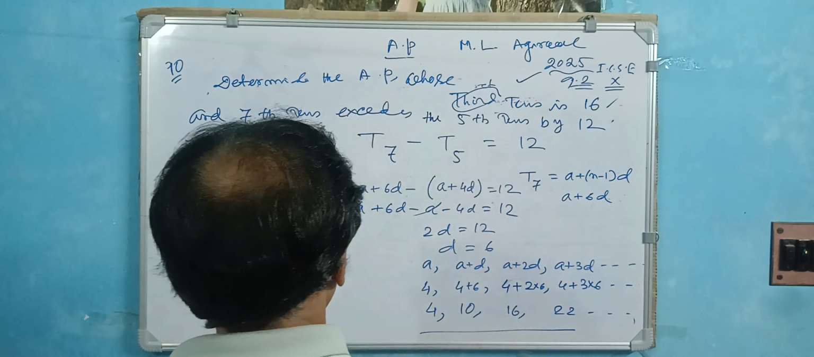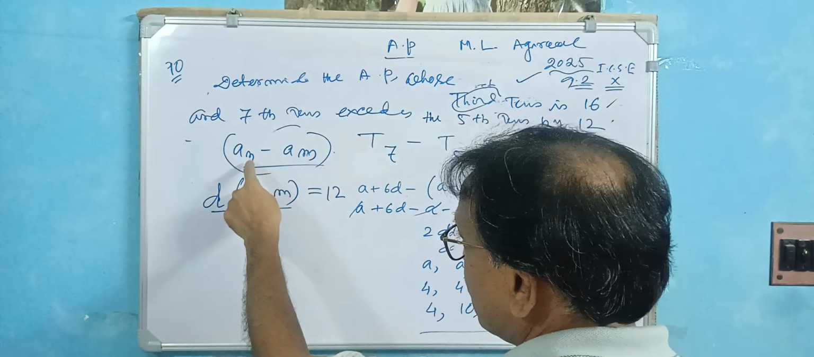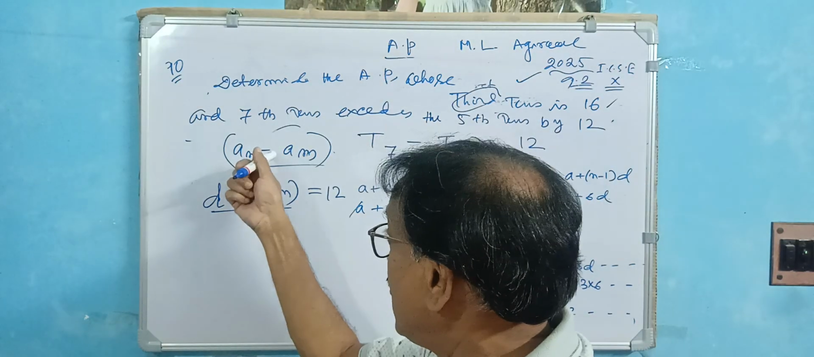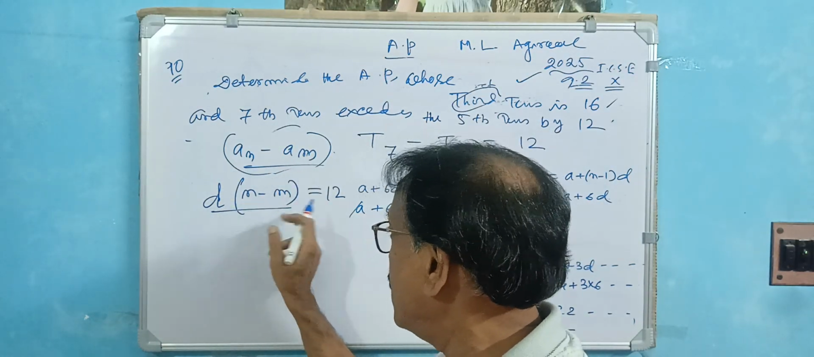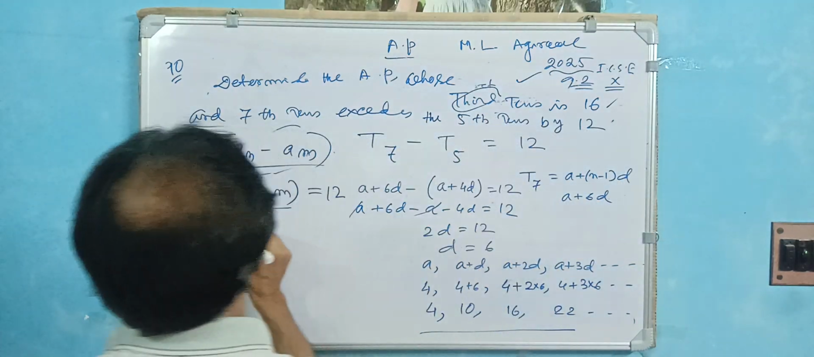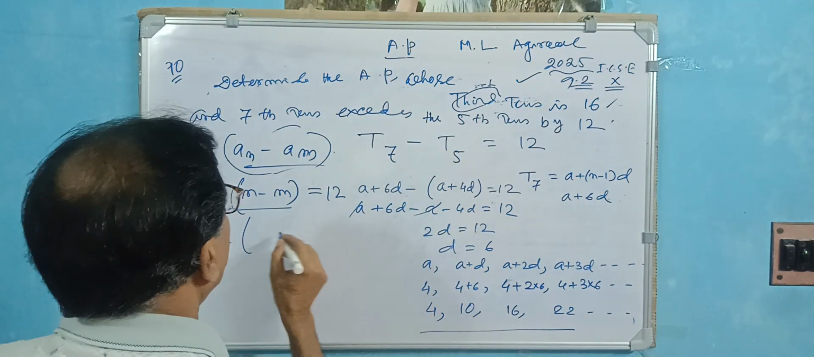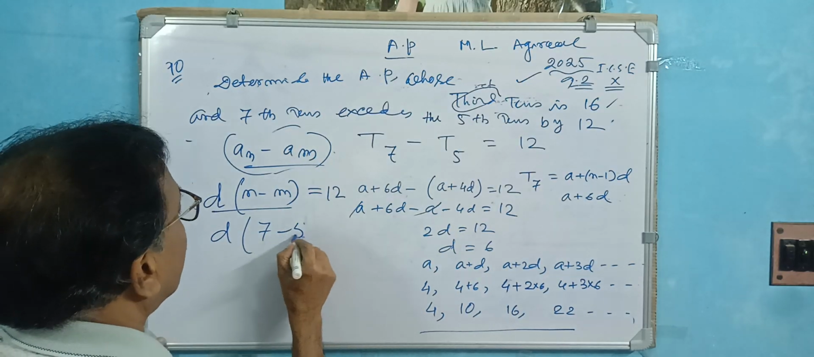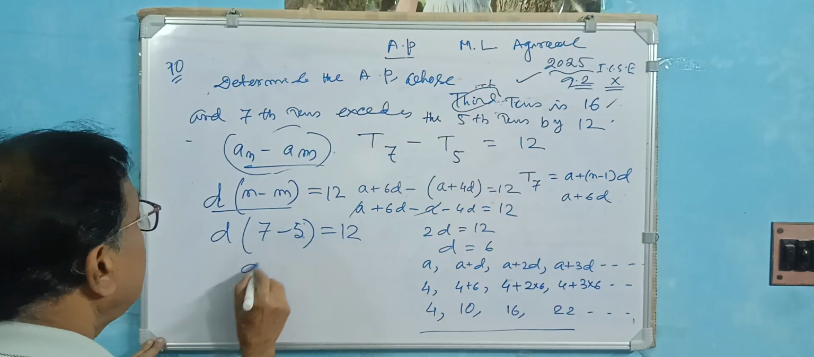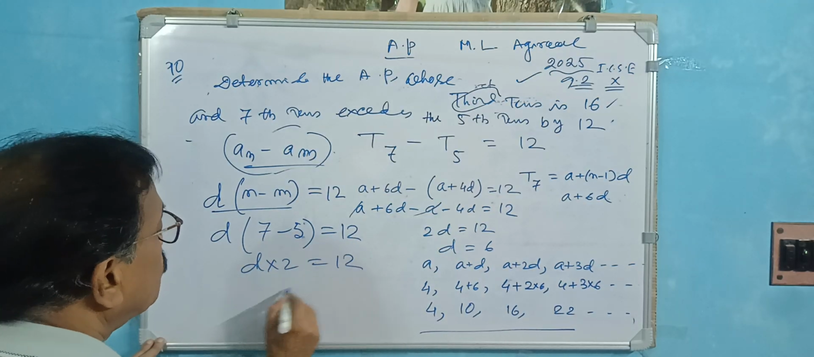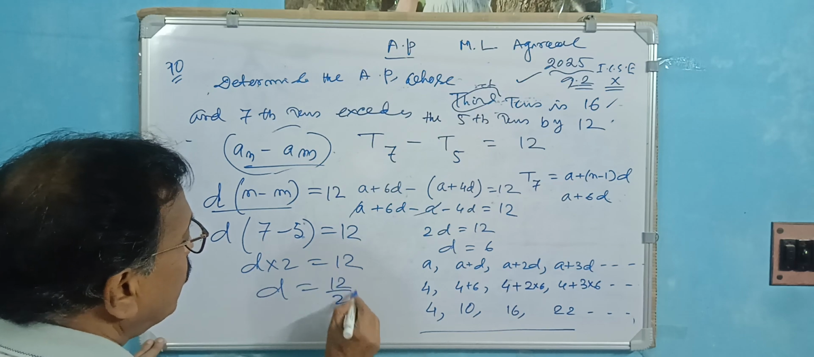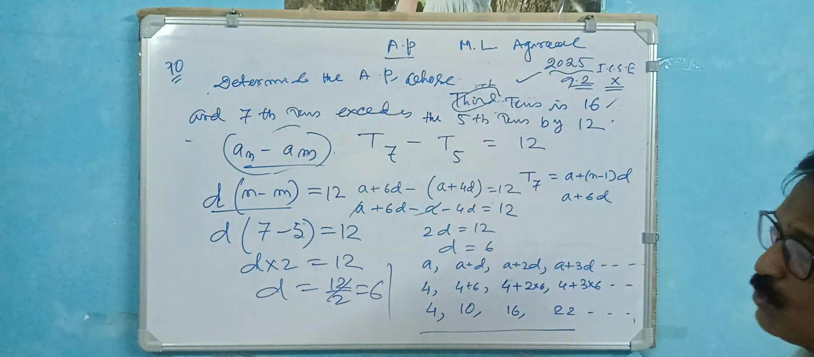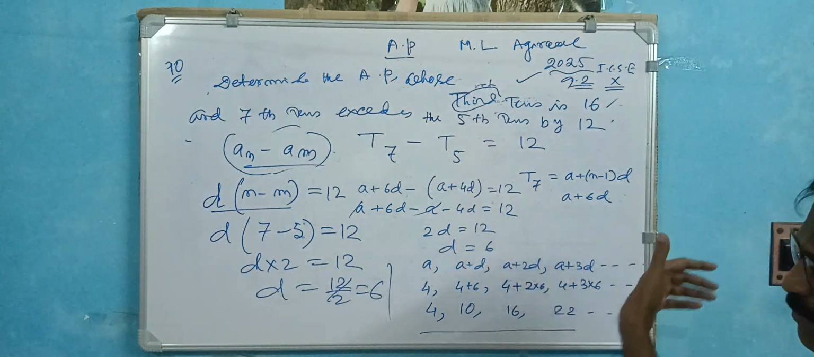So a7 minus a5, an minus am, that is equal to 12. তো এইটার ফর্মুলাটা কি? d common, n minus m is equal to 12. Find out d. This is d, n কত 7, m কত 5. Okay, that is 12. So d into 2 is equal to 12. So d is equal to 12 by 2, that is 6. এইটা জানা থাকলে, if you know the formula, d is very easy to calculate. আর না হলে তোমরা এইভাবে করবে, no problem.